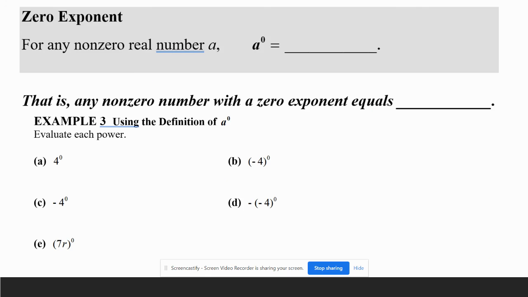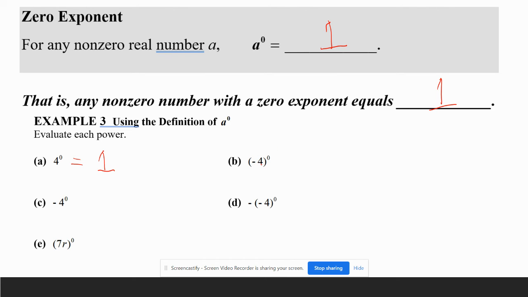The last part we're going to discuss today is the zero exponent rule. Anything that is a non-zero real number to the 0 power is 1. Any non-zero number with a 0 exponent is 1. Now be careful, because they will try to trick you a little bit. And you'll notice in these examples we have some parentheses going on. So we'll start with example A. We have 4 to the 0, which is 1.